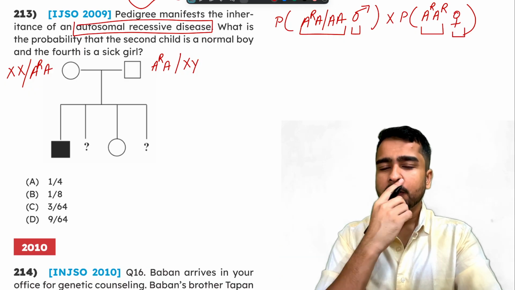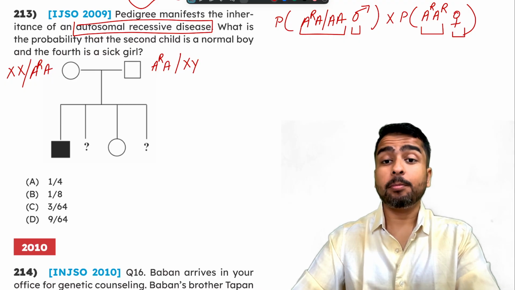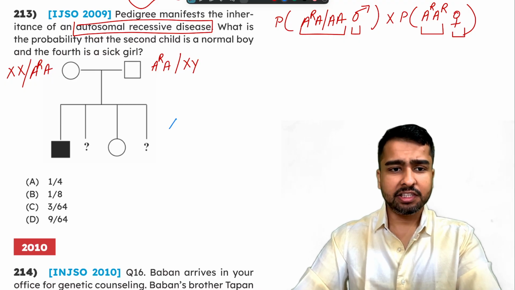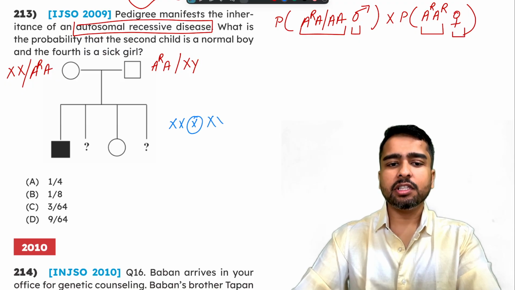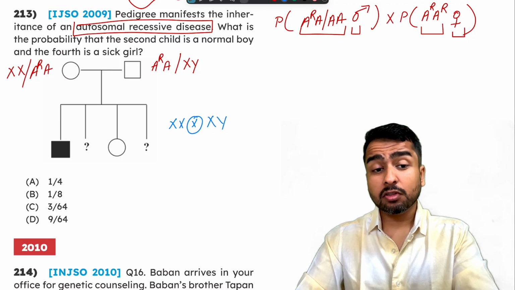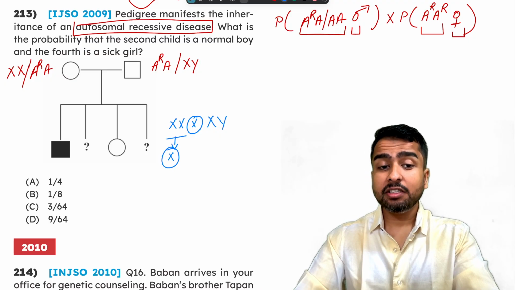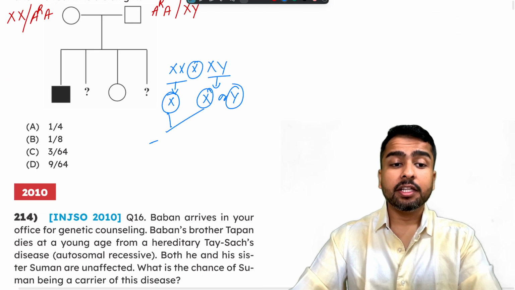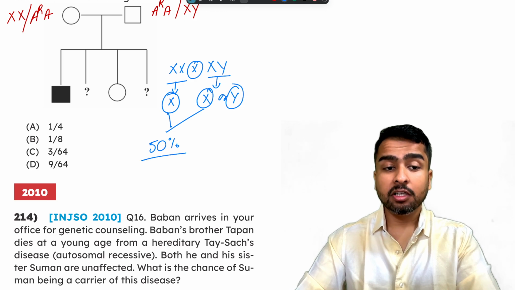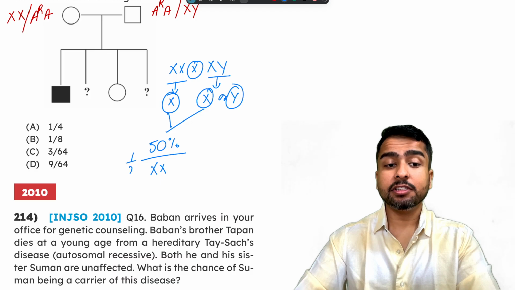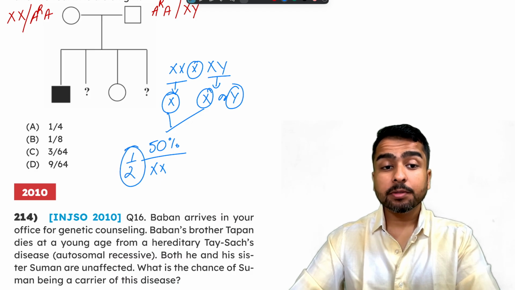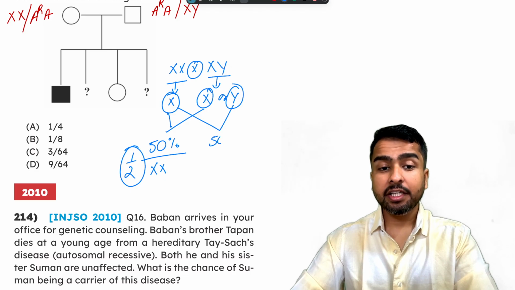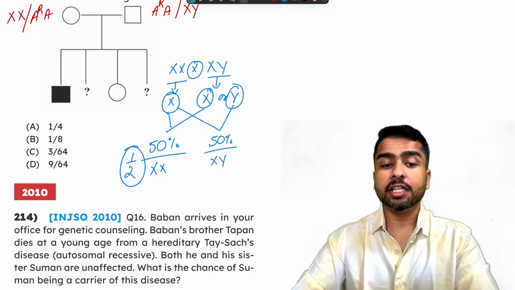So from here on, first we need to figure out what is the probability of the sex. That is very easily done. If XX is crossed with XY, what is the probability of a son or a daughter? X will only give one gamete X, XY will give two gametes X or Y. That means there is a 50% probability of getting an XX. 50% means 1 by 2. What is the probability of getting an XY? Again, 50% probability of getting an XY. Now that means again 1 by 2.